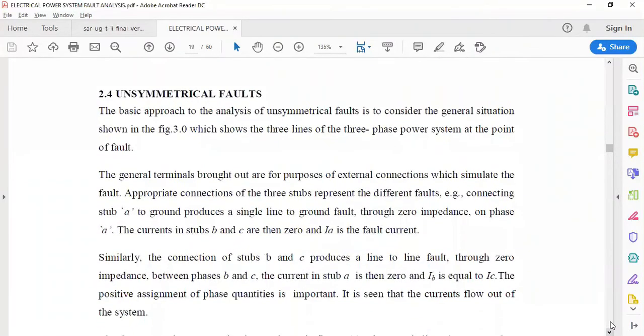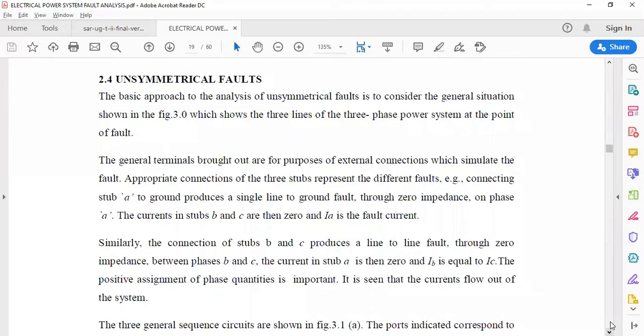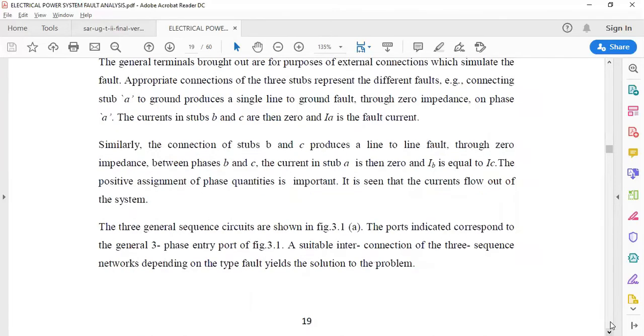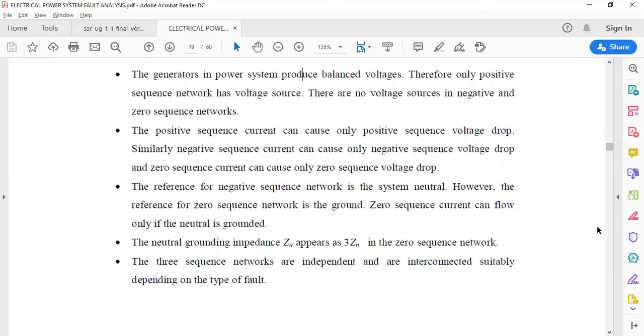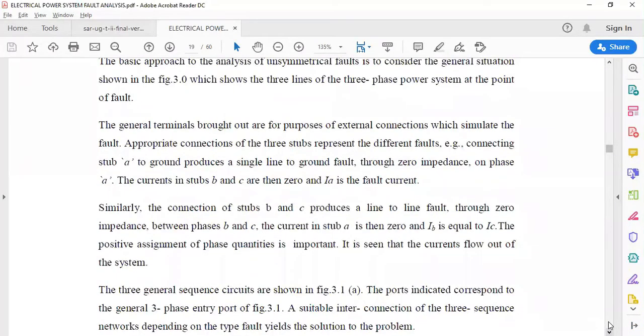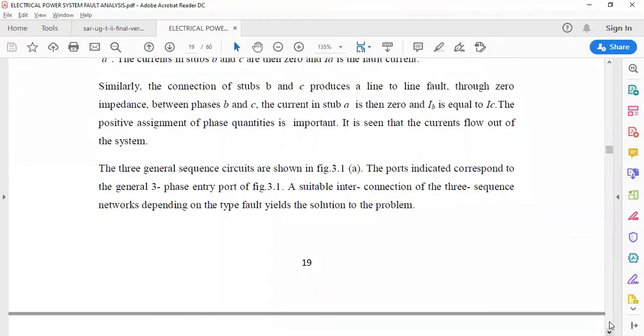Let's see the main point, that is unsymmetrical fault. The basic approach to analyze unsymmetrical fault is by the utilization of symmetrical components. We will analyze the unsymmetrical fault itself. Let's see the diagram.